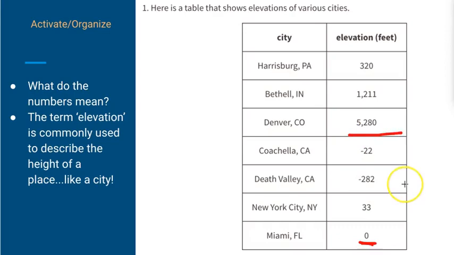So Denver, Colorado is in the Rocky Mountains. So it's called the Mile High City for a reason, because it is a mile into the air. We talk about Harrisburg, Pennsylvania, which is 320 feet in elevation. Bethel, Indiana, 1,211 feet. New York City is only 33 feet above sea level. What's going on here? What does this mean?